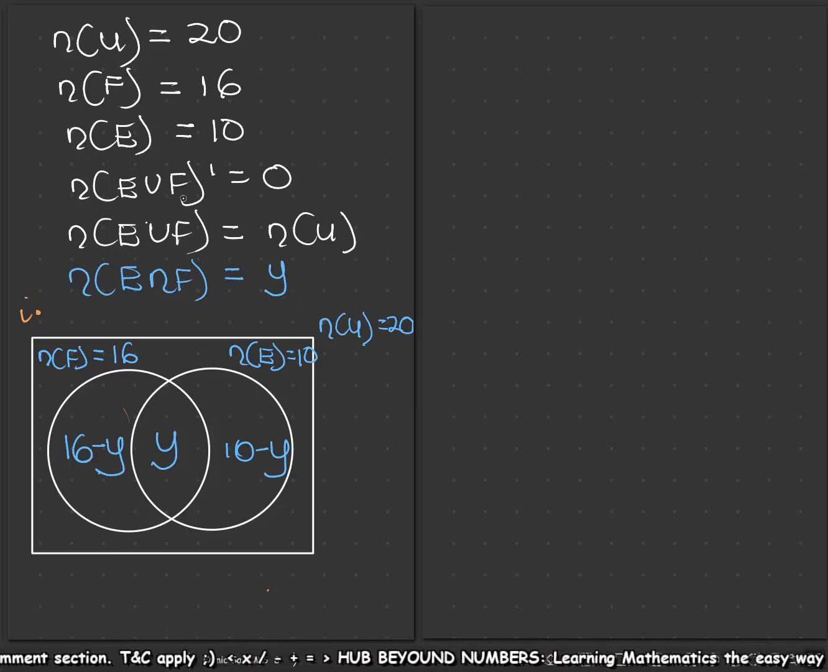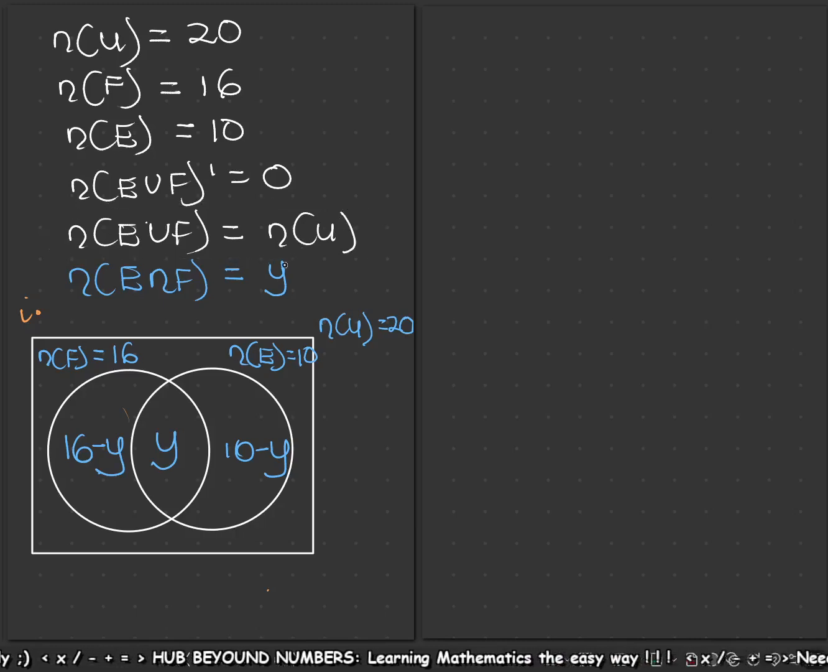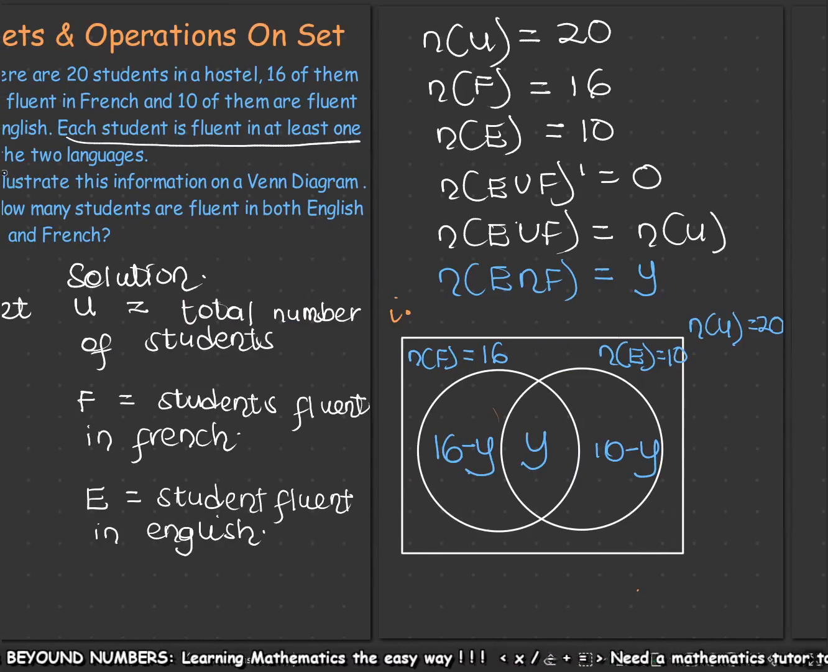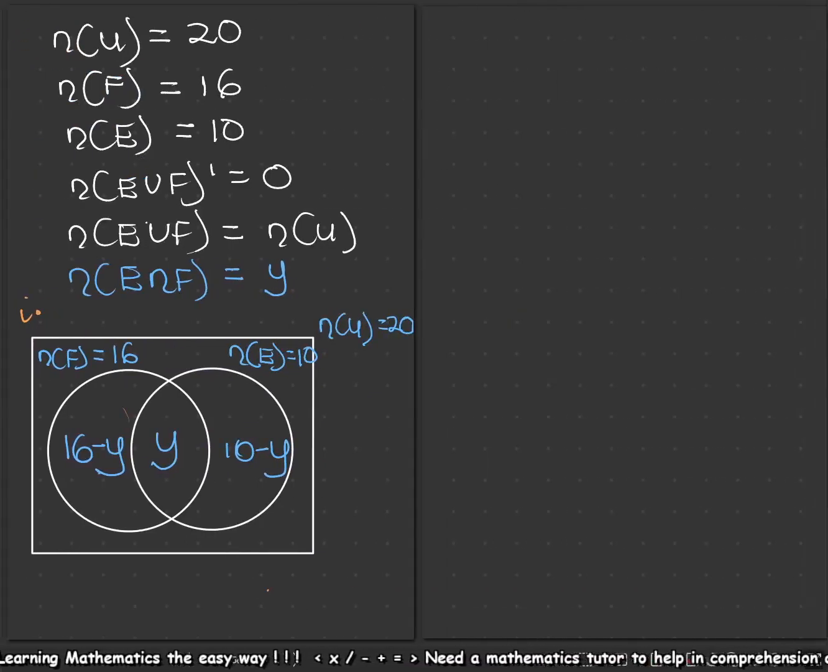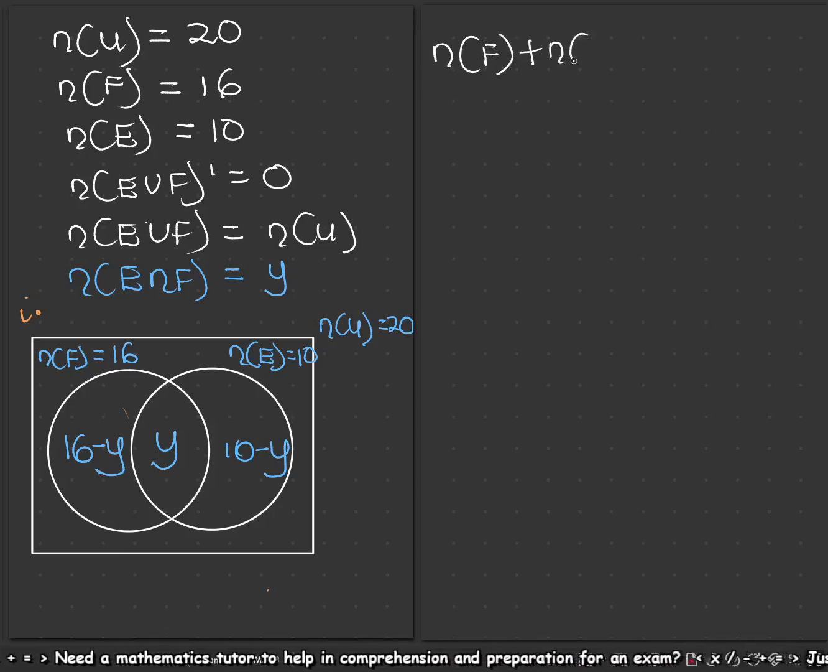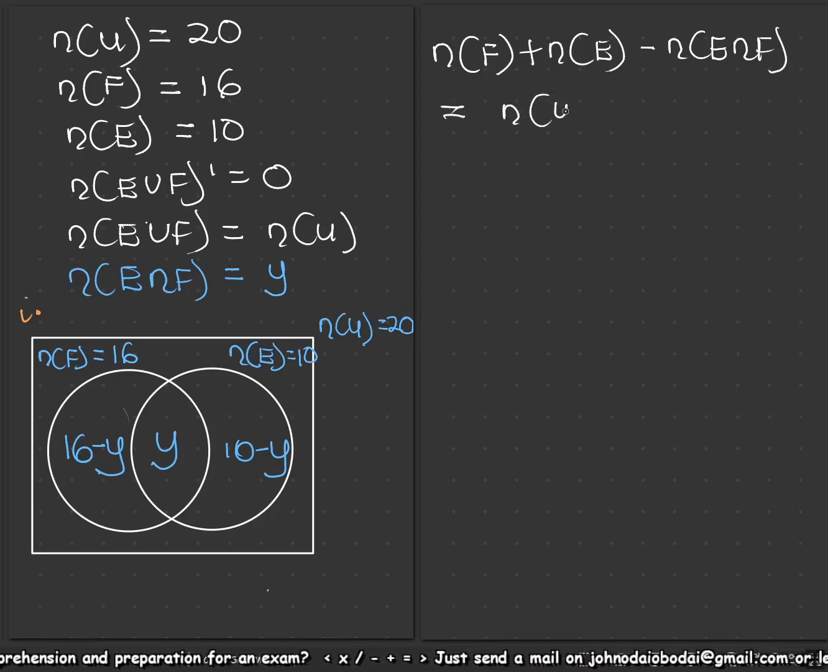Earlier on, we said the universal set is equal to the union of the two sets. That is taking this clue: each student is fluent in at least one of the two languages. So we took that from that. Using our formula, we say the number of students who are fluent in French plus the number of students fluent in English, minus their intersection, E intersection F, is equal to our universal set.